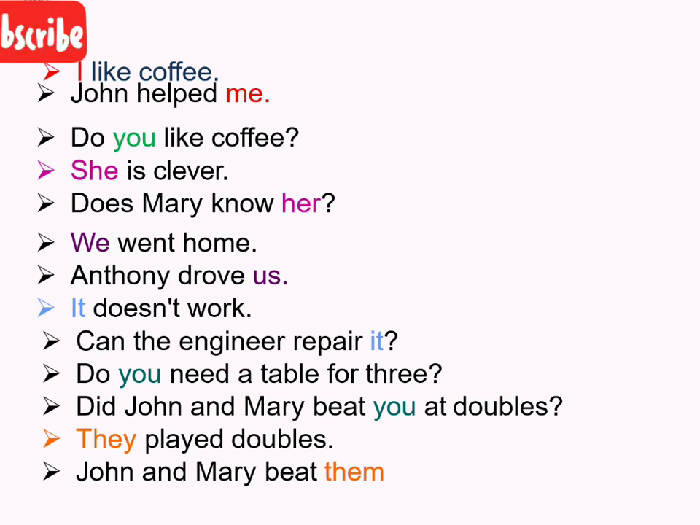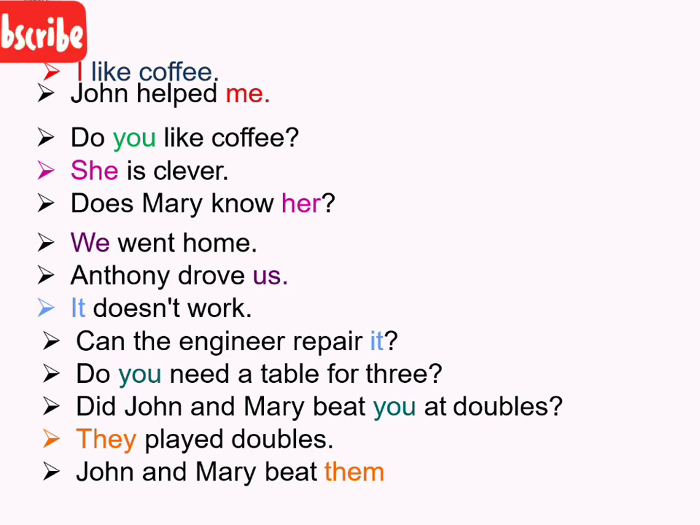"We went home." First person, but the number is plural. So I have used the personal pronoun "we" in case of subject. But if I talk about objects, the number is plural. "Anthony drove us." I am talking about the first person. The case is object. I have used the personal pronoun "us". "It doesn't work." Now I am talking about neuter. So which personal pronoun have I used? "It." Either the case is subject or the object, it will be used.